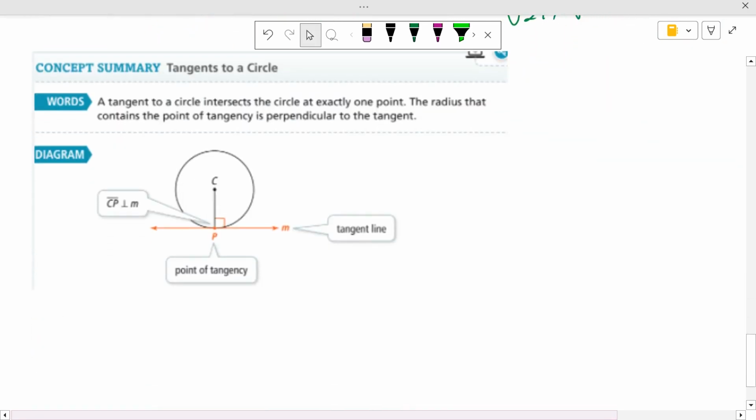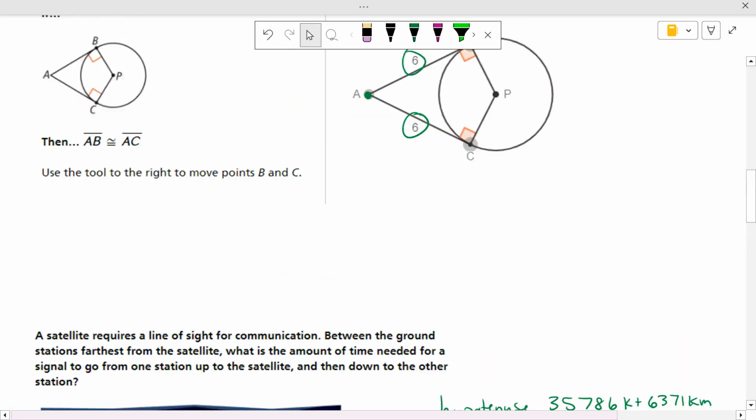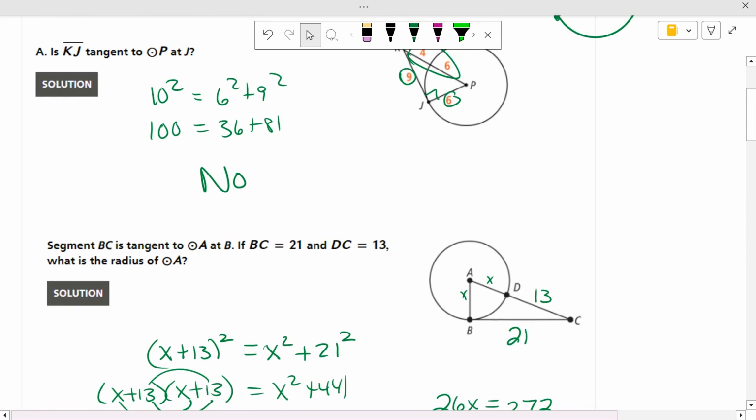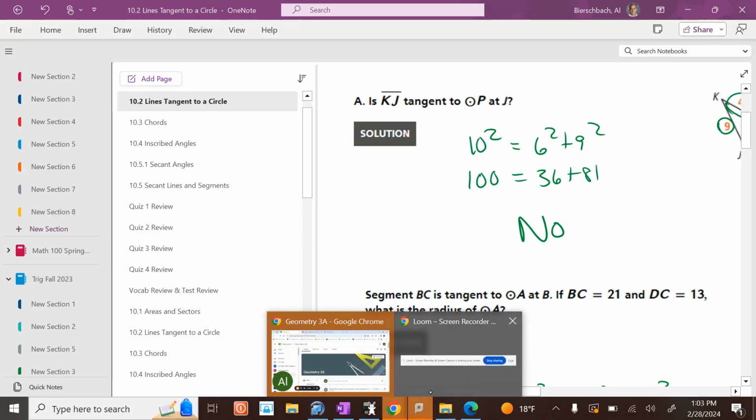Okay? All dealing with the Pythagorean theorem today. Lots of Pythagorean theorem. All right, so your assignment is out there already. I just put it out there after lunch. So your assignment's out there. Get to work, please.